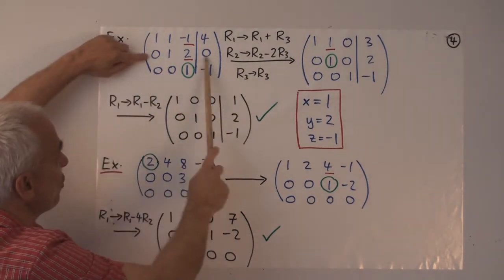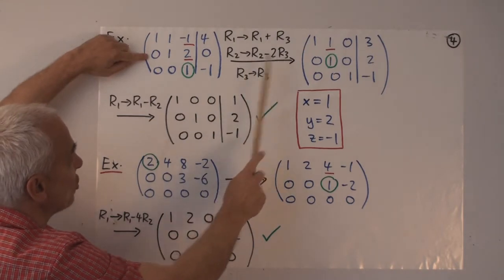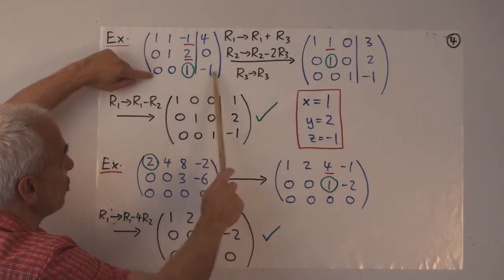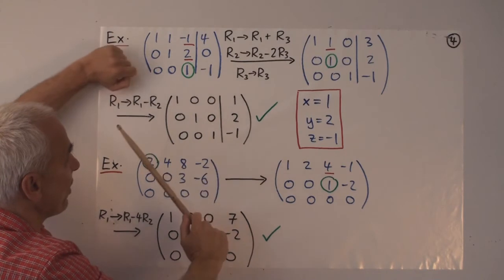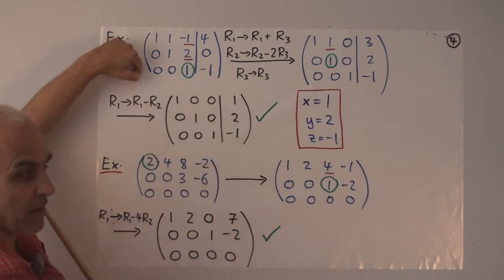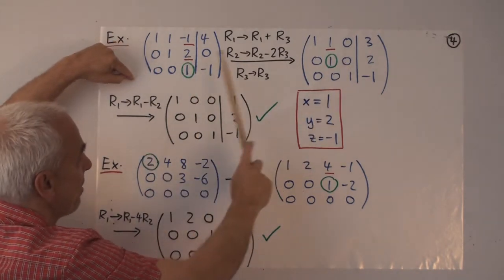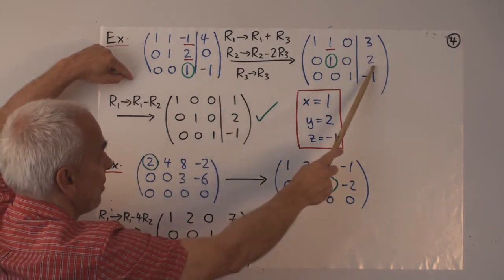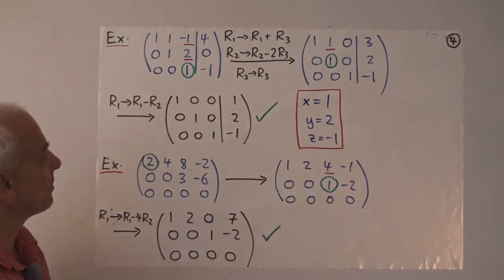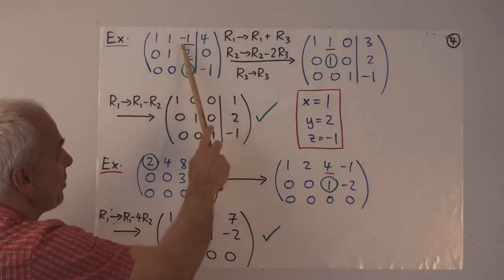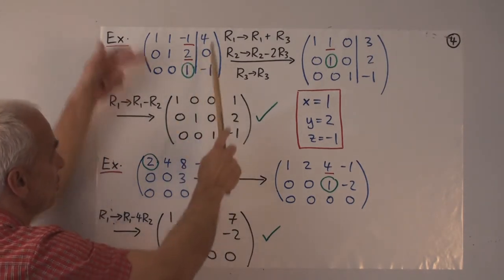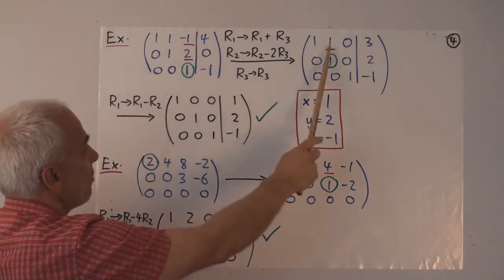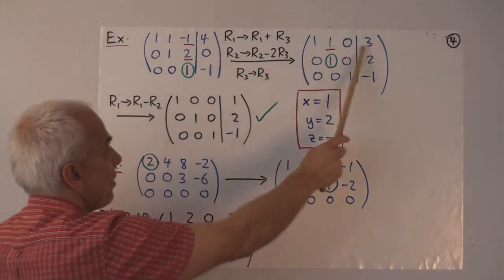So row 2 is replaced with row 2 minus 2 times row 3. We subtract 2 times this third row from the second row, ensuring that that entry is going to become a 0. But then this entry also changes because this minus 2 times that will be plus 2. And to get rid of this minus 1, we're just going to add the third row to the first row, giving us 1, 1, 0, 3.